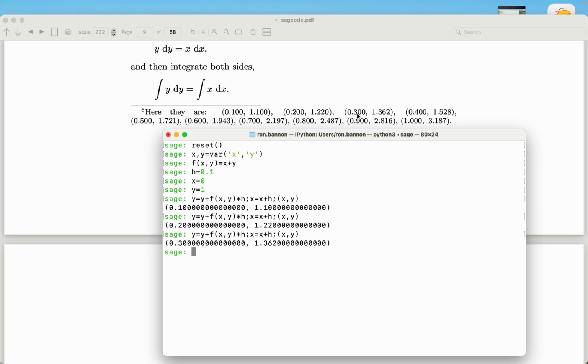What do I get now? 0.3, 1.362. Again, I see these numbers listed here. It's good to check it. Let's do this next one. I did the up arrow. 0.4, 1.528. And again, they're rounding it off.